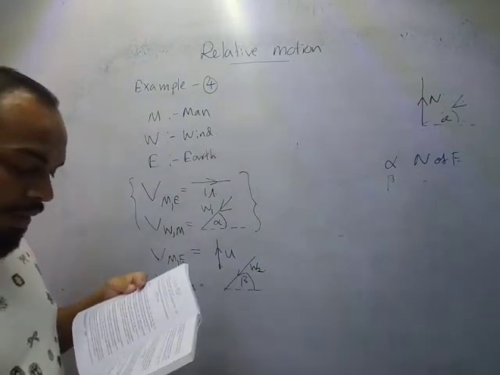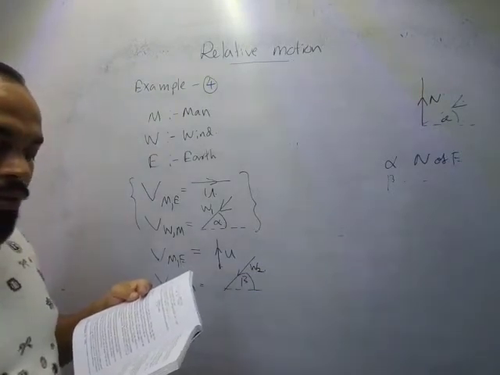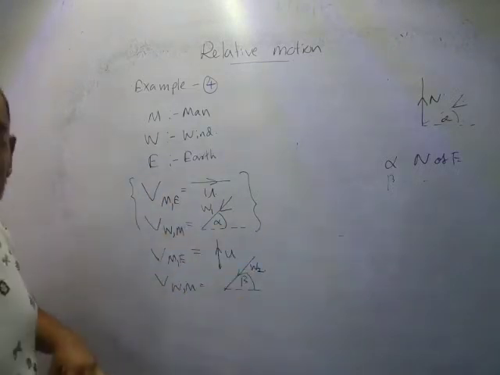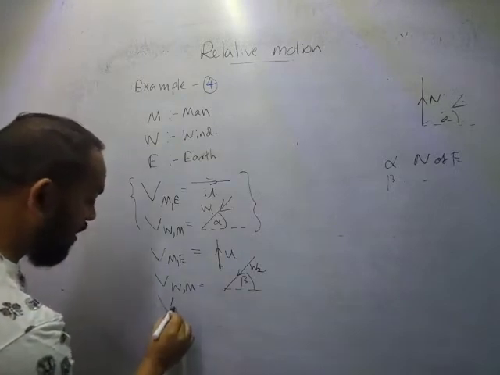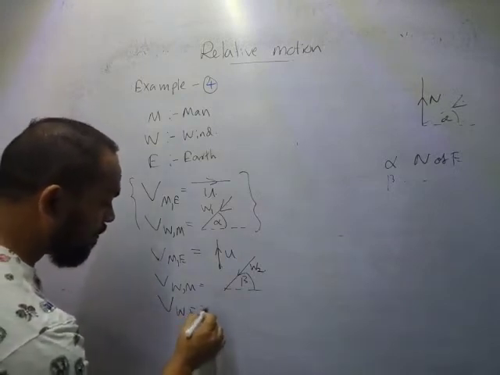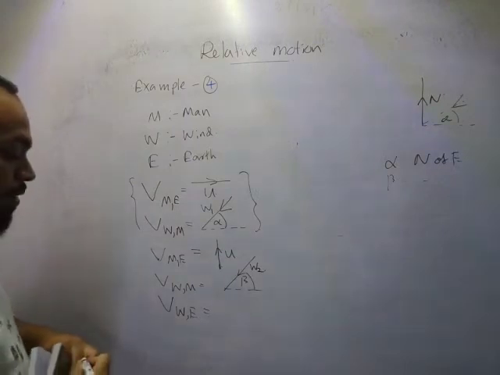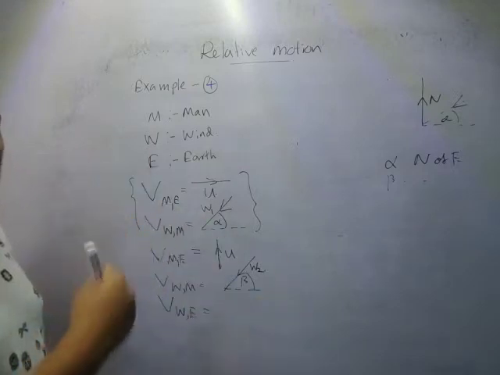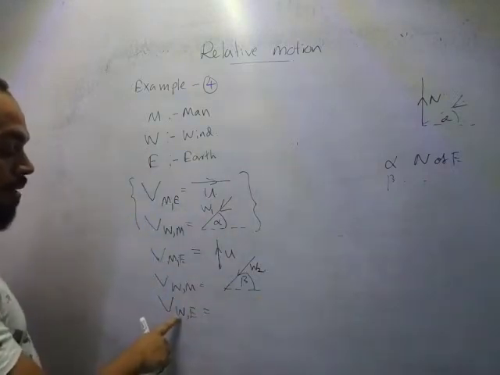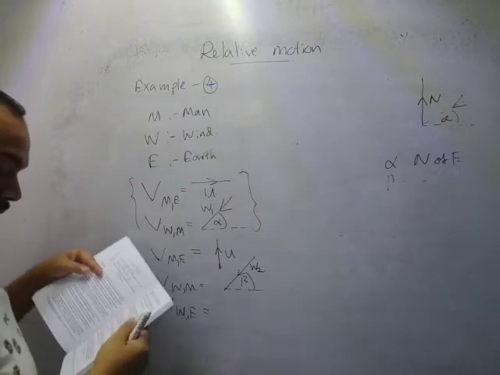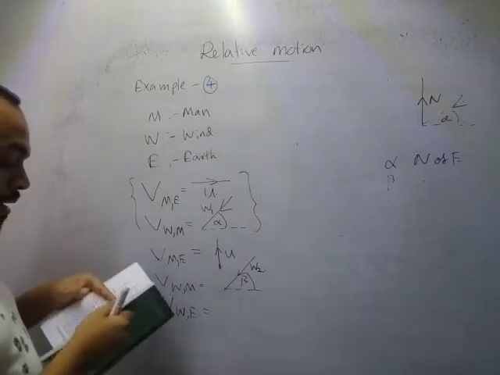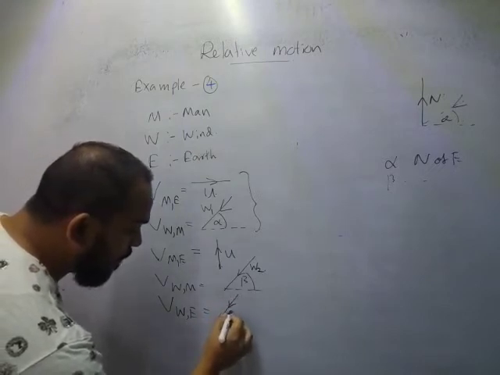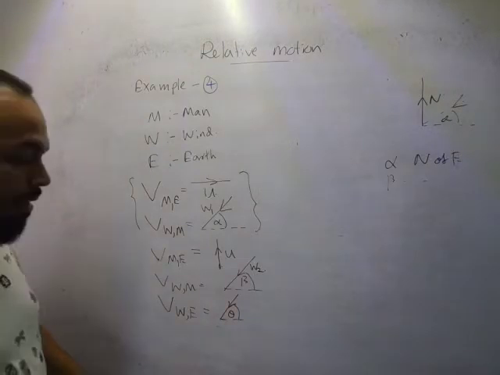Now they want us to find the wind. If the wind actually blows from a direction theta north of east, that means the true direction of the wind relative to earth is from a direction theta north of east.